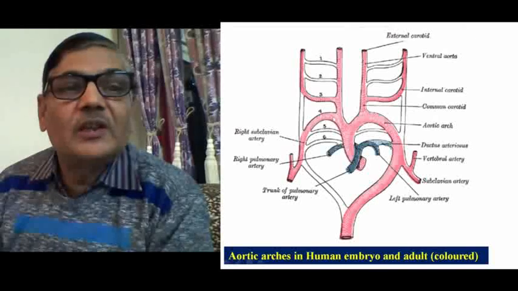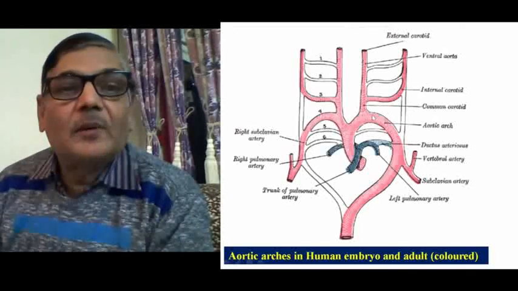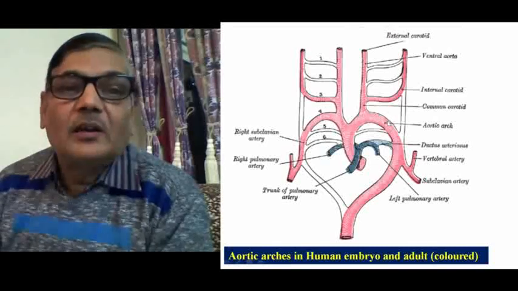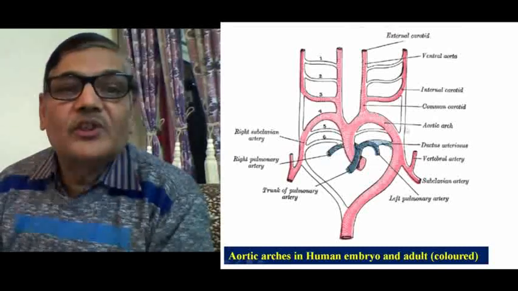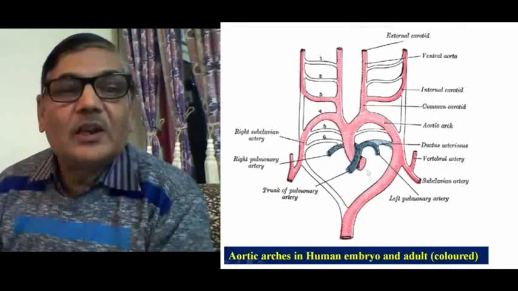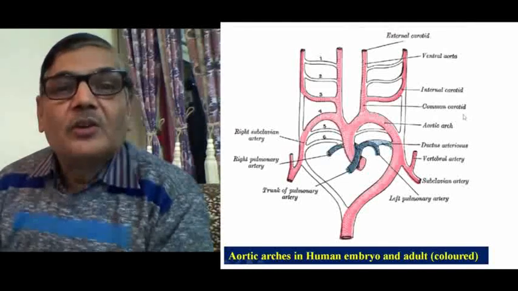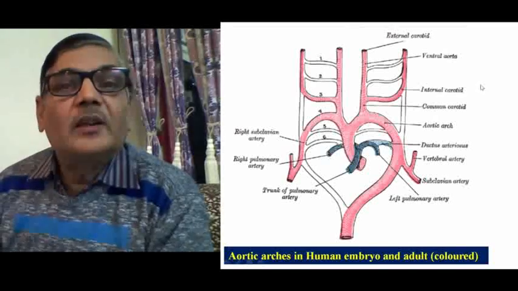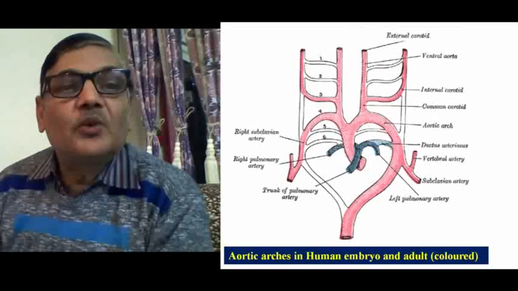It persists in case of mammals also in the form of systemic arteries, but here only the left systemic artery is developed, which continues in the form of dorsal aorta, and these two are the sixth aortic arches, which are referred to as right and left pulmonary arteries. So these are important points which one should know regarding aortic arches in different groups of vertebrates.